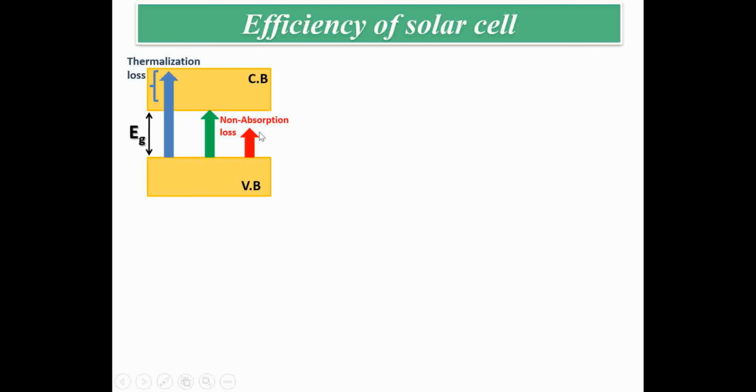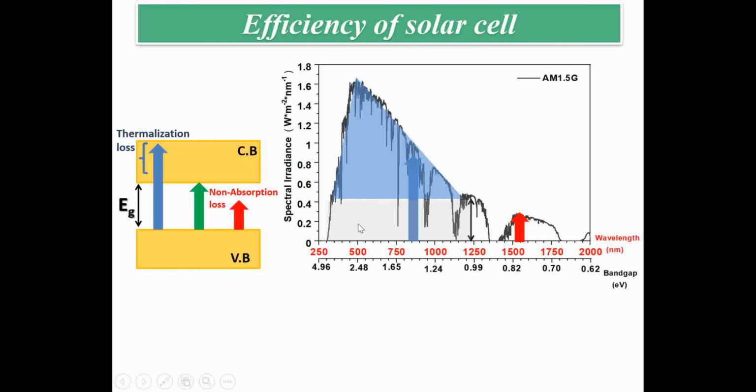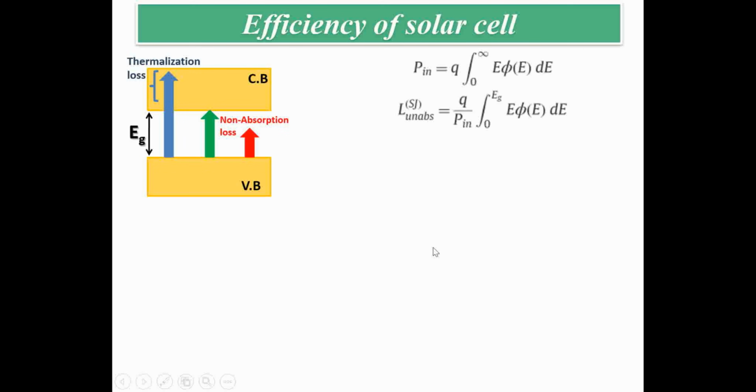So what is the input power? The input power is the full spectrum, whatever the spectrum is. The spectrum function is phi(E). So this is our spectrum, a function defining all these wavelengths along with their energy. So phi is our spectrum function here, and E is the energy of each photon.